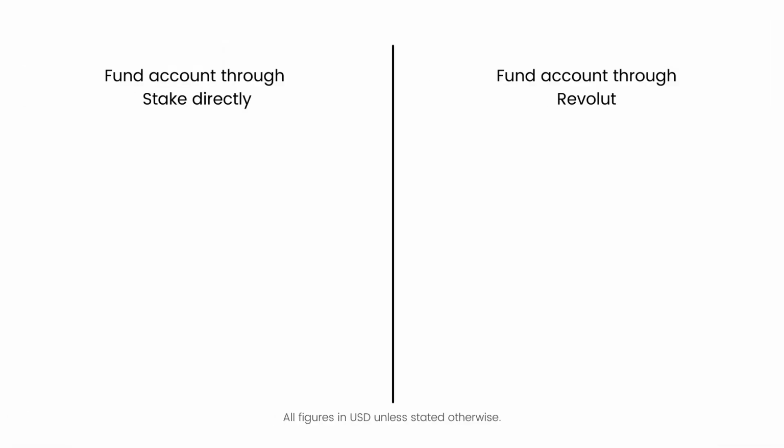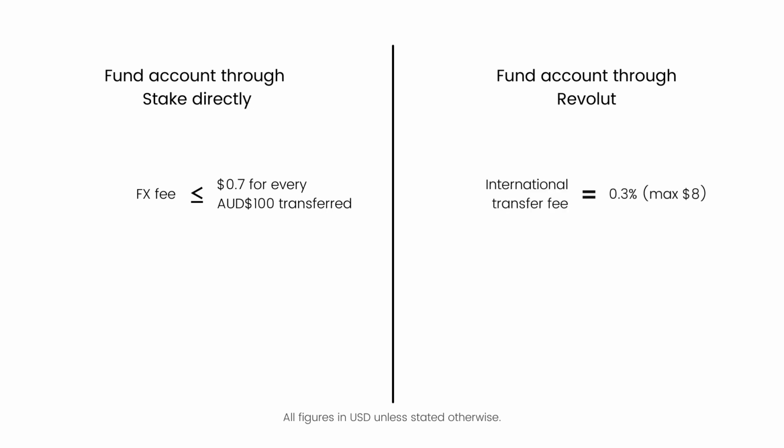Now, some of you may have done the maths as we went through that example, and you may be thinking, that actually cost more in fees. So where is the benefit exactly? Basically, the benefits are found in the fact that Stake has a percentage fee, whereas Revolut has a lower percentage fee, which then gets capped, and the fixed fee.